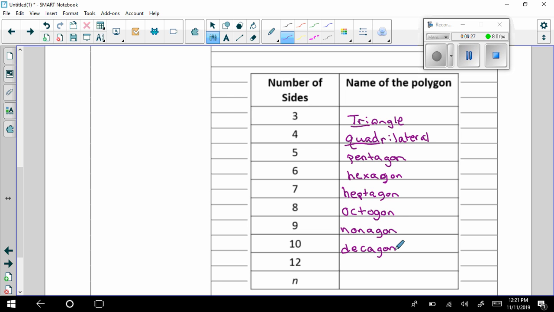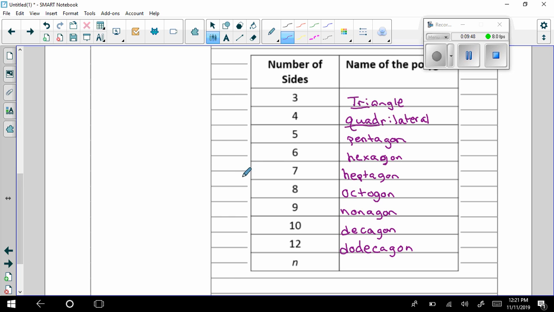Eleven has a name, but I always have to Google it. It's not one you see often. Twelve is my favorite word, dodecagon. And then you can have a dodecahedron when you get into 3D shapes, which is kind of cool. Anything else, including 11, that you don't see on this list, and sometimes ones that you may not remember the name, we can just call an n-gon.